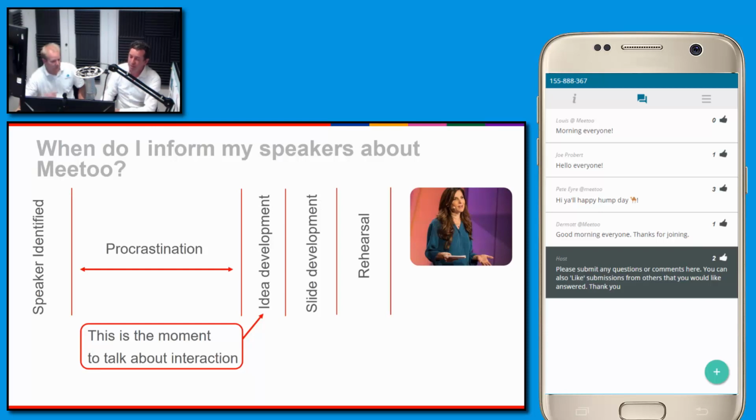Because if they've already developed their slides and then you tell them about Meetoo, what they say is, so you're asking me to take a slide out that I've already developed in order to build a slide in, that's an interactive question.